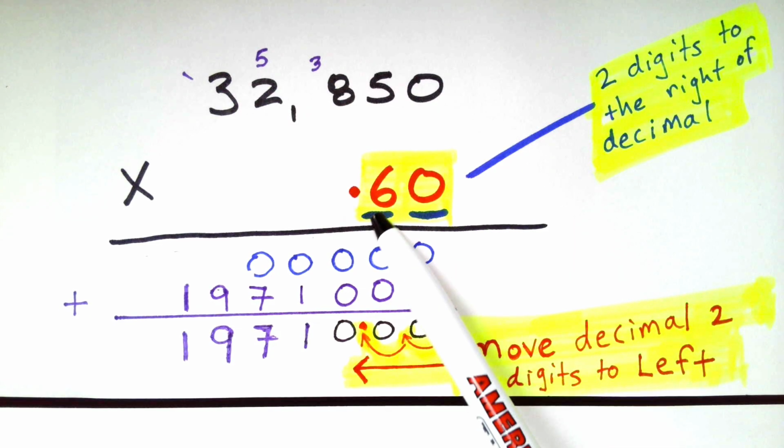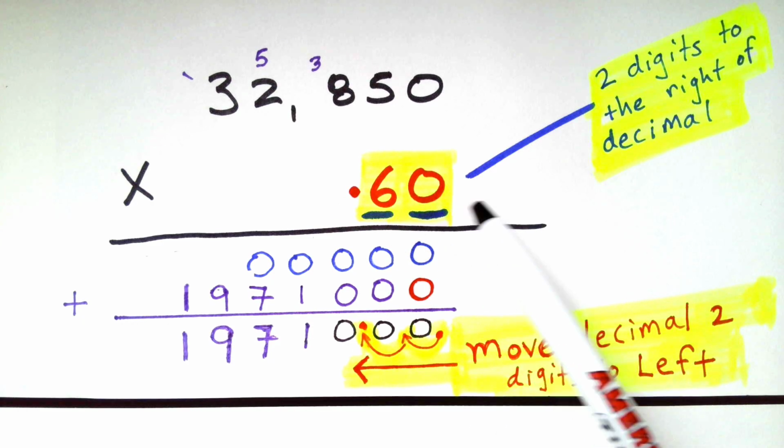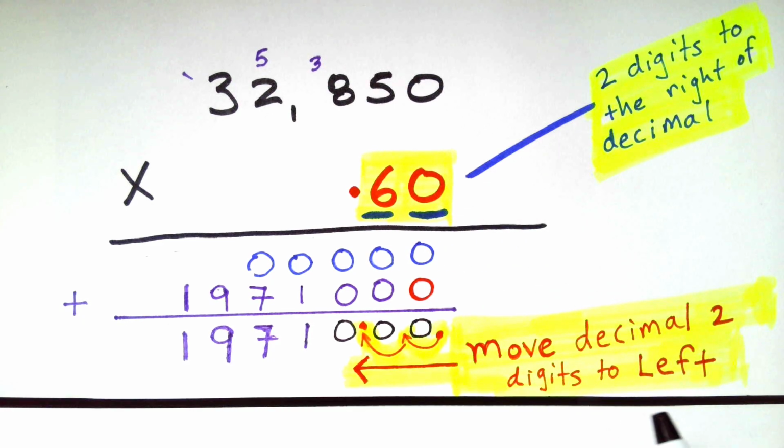And since you had 2 digits to the right of the decimal when you started to multiply, you need to move the invisible decimal 2 digits to the left. So I show the invisible decimal, move it 1 time to the left, another time to the left, and I have my value here. What is this value, 19710? Do you know what this value represents?